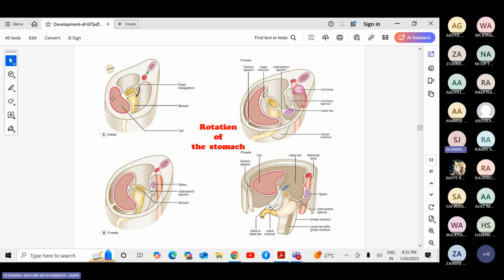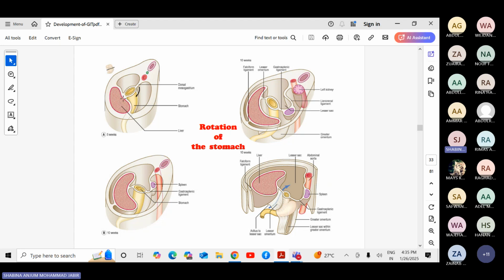So again, this is the transverse section where we can see this is the developing stomach. This is the developing liver. Okay. So this is around 5 weeks. Then you can see that there will be rotation. So what is happening with the rotation? With the rotation, you will find that there are additional structures which are coming and making the mesogastrium in different shapes. Okay, so let's see about this one.